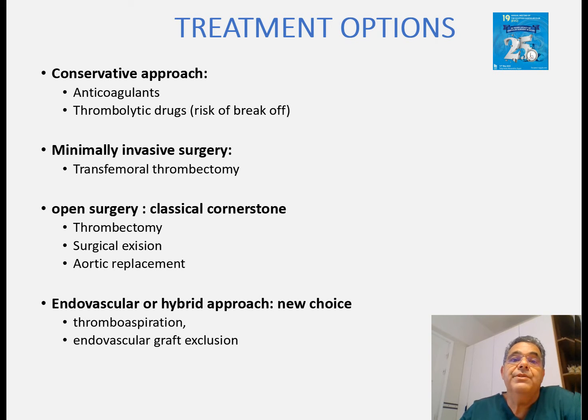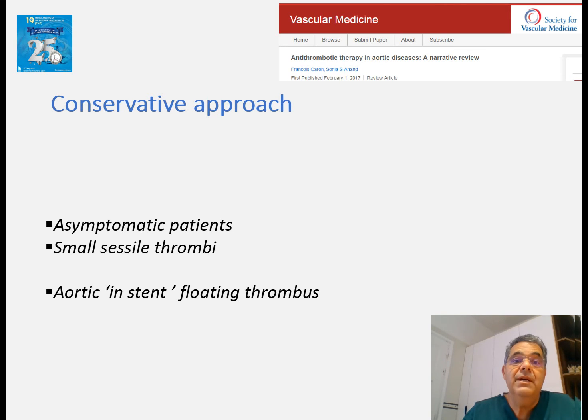What are the treatment options? There's no consensus on therapeutic recommendations, and if you look at the literature, you can see that a conservative approach with anticoagulation, open surgery, and endovascular interventions were all reasonable treatment options, depending on the size, location, mobility, and clinical expression of the thrombus. The endovascular or hybrid approach is nowadays becoming more and more the first choice.